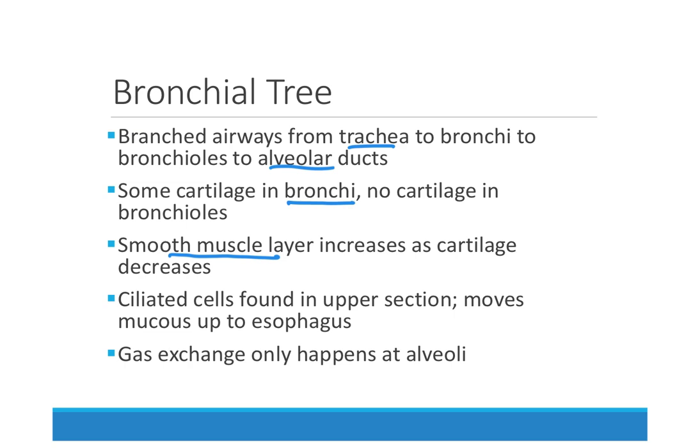In the upper section of your bronchial tree, you also have ciliated cells again, like you see in the nasal cavity. And in this case, the cells are moving mucus up to the pharynx to be swallowed instead of down to the pharynx to be swallowed.